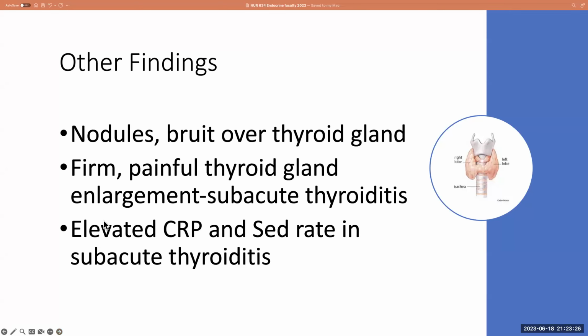Other findings you may note are things like nodules or a bruit heard over the thyroid gland. The thyroid gland may become firm and painful with enlargement, and you'll see this in subacute thyroiditis. Usually if it's cancer, it might be firm, but it usually won't be painful. In subacute thyroiditis, you'll also see elevated CRP and SED rates as well.